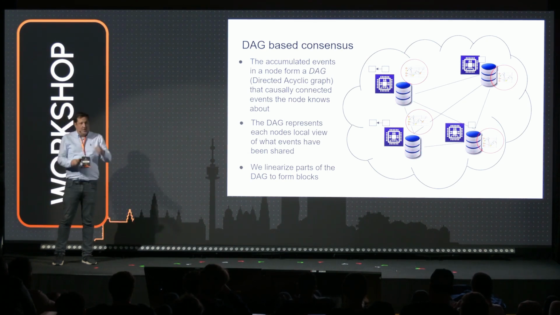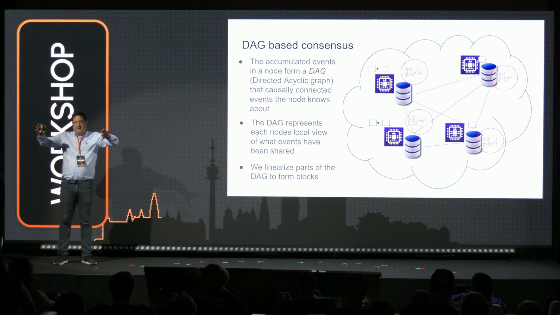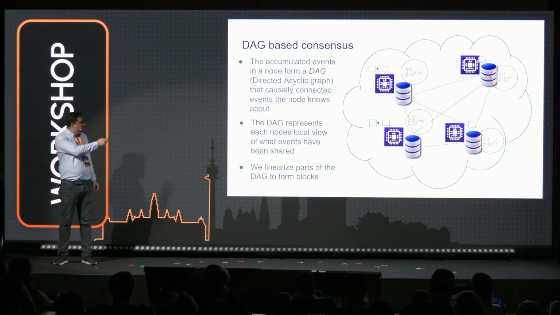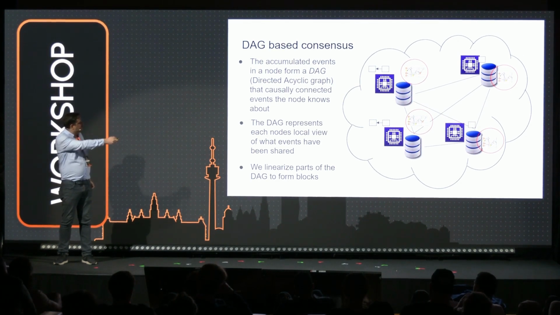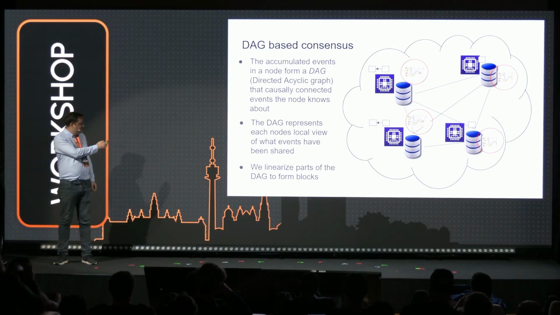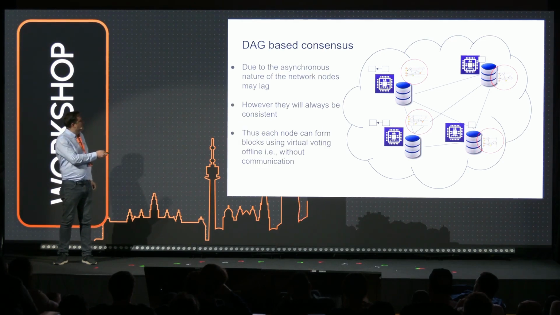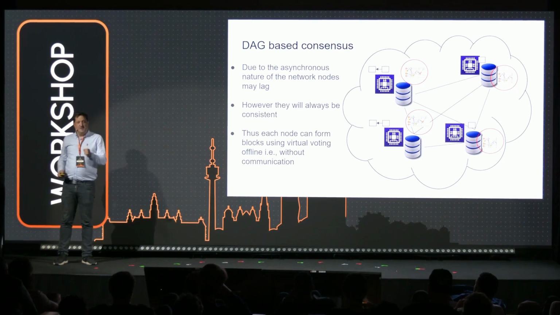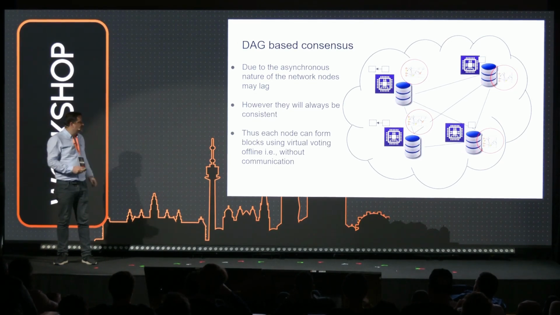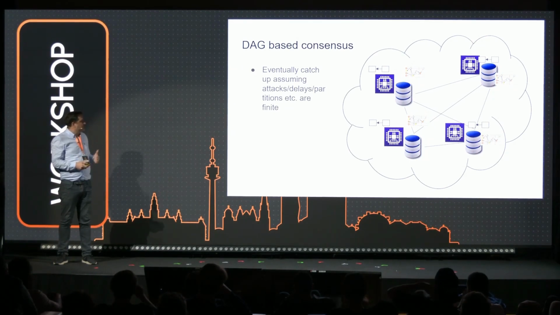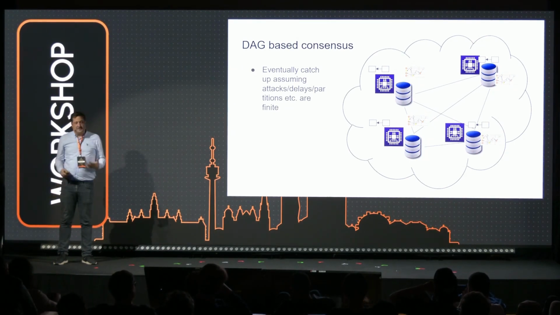So it's a graph of connected events, and each of these events contains transactions. And the idea is to find these synchronization points so we can create blocks, as you see above. And we call this linearization. What's interesting is because we have an asynchronous network, that things can lag, and that's fine. But they'll always be consistent. There'll never be inconsistencies. And eventually, the lagging nodes will catch up, assuming we have some finite delays.